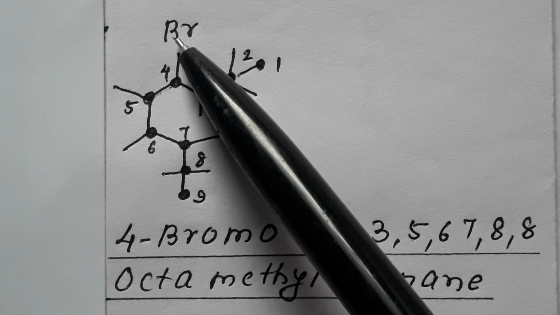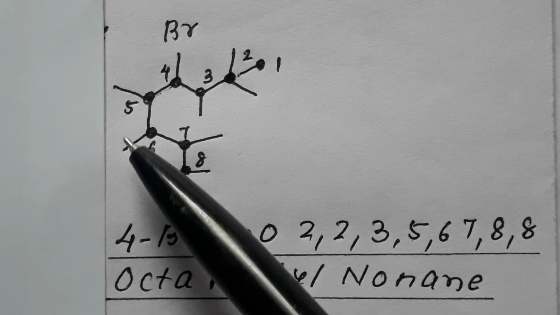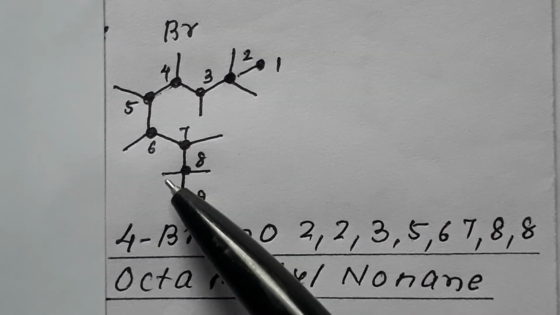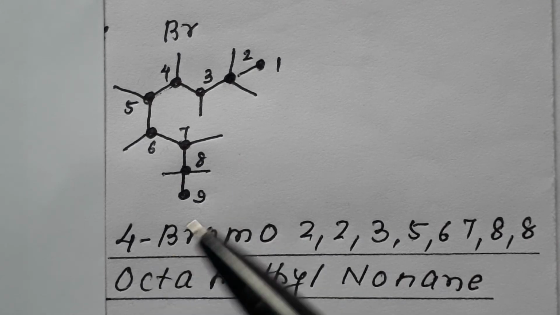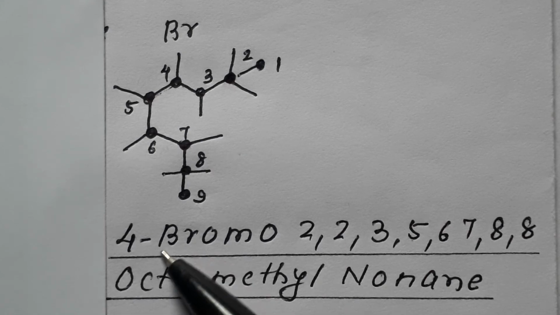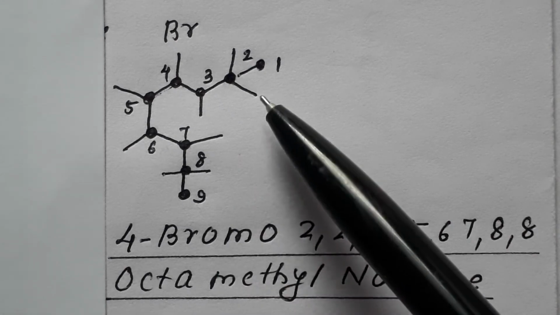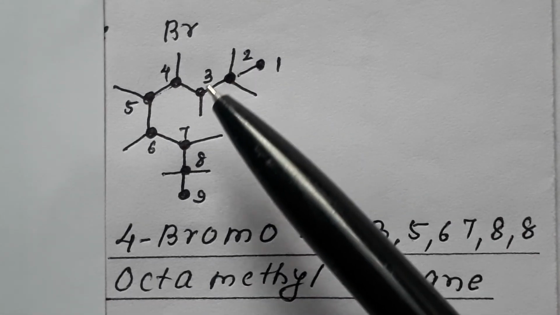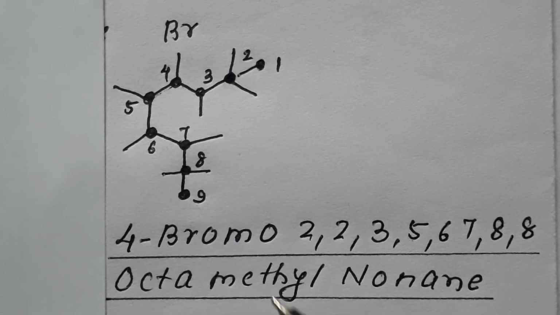This is having bromo as branch 1, and then methyl 1, methyl 2, methyl 3, methyl 4, methyl 5, methyl 6, methyl 7, methyl 8. So there are 8 methyl groups. Now alphabetically B comes before M, therefore we write B before M. So this is bromo at number 4. So it is 4 bromo. Then methyl at 2, 2, 3, 5, 6, 7, 8, 8, octamethyl nonane is the name of this compound.